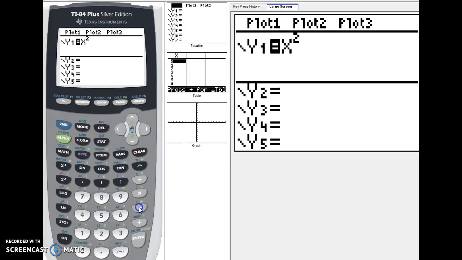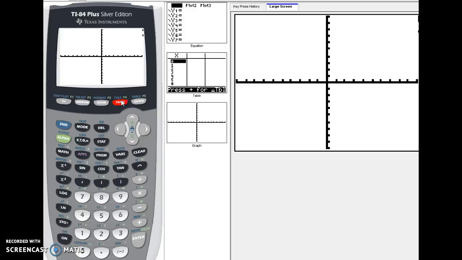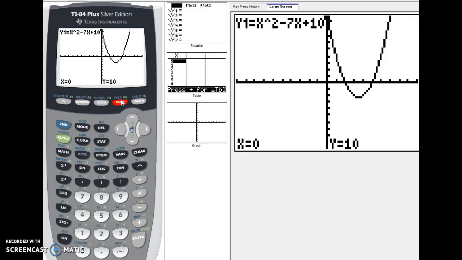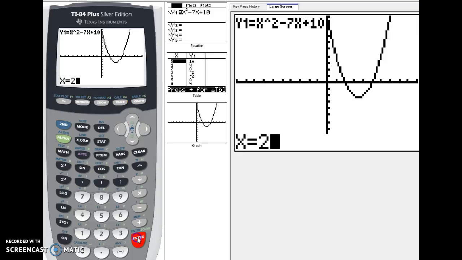X squared minus 7x plus 10, trace, check 2, enter. Yes, that's one of the solutions. Check 5, enter. Yes, that's the other solution. That's how you know that you got it correct.